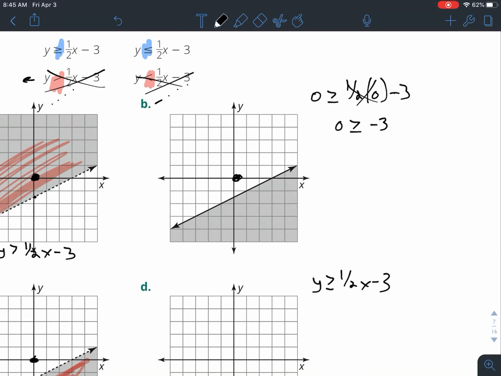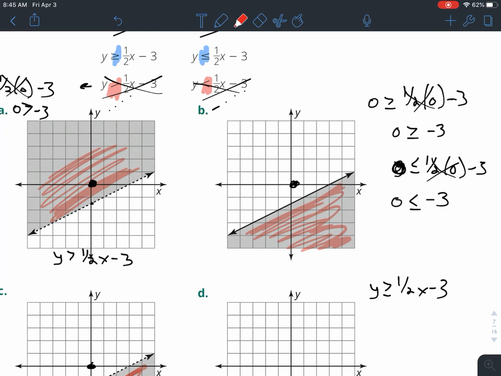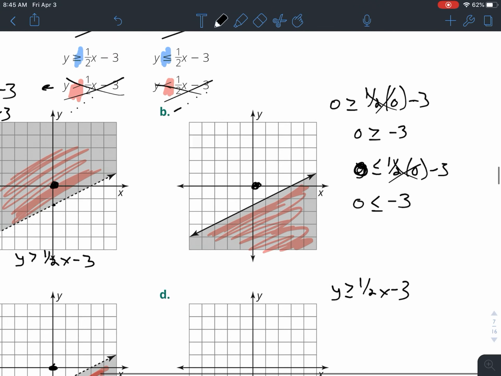And then let's check this other one. Y is less than or equal to 1/2 times 0 minus 3. So once again, this is 0. I don't know why I keep putting y. 0 is less than or equal to negative 3 because that cancels. That's not true. So we shade below. That's that problem right there.